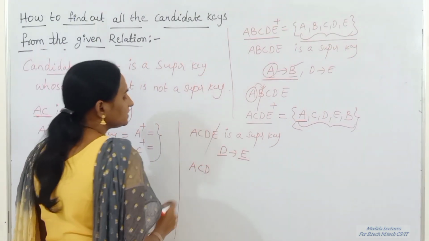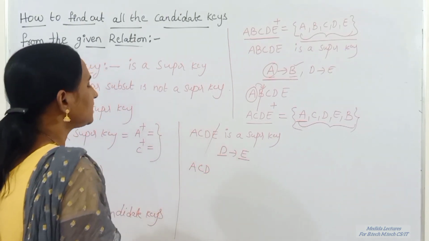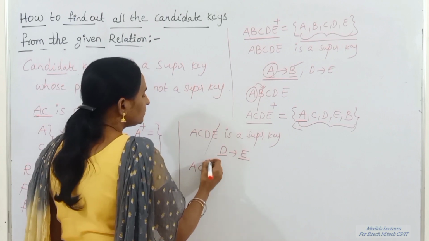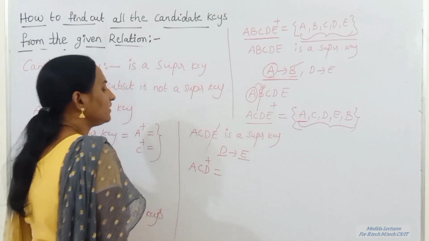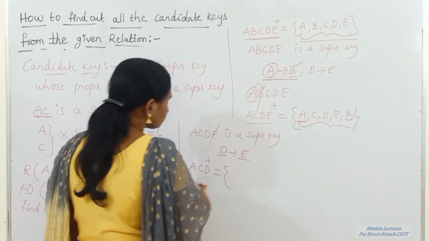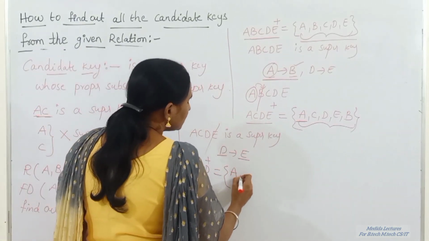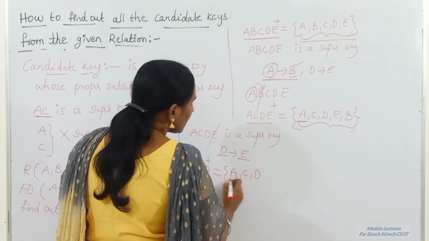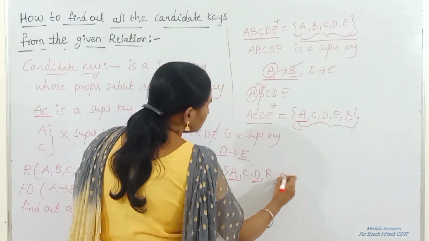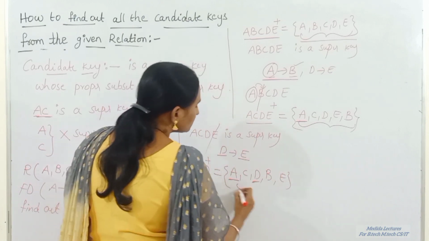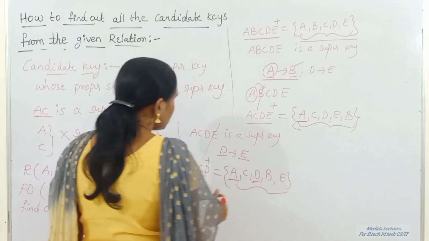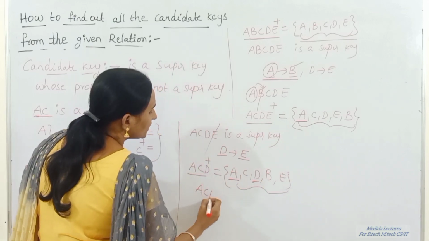What are the remaining attributes? ACD. Now check whether ACD is a super key or not. How do we find that out? Find the closure, then you will know. So what is the ACD closure? ACD closure itself determines ACD. If you have A, then you can determine B. If you have D, then you can determine E. So the ACD closure consists of all the attributes. So ACD is a super key.